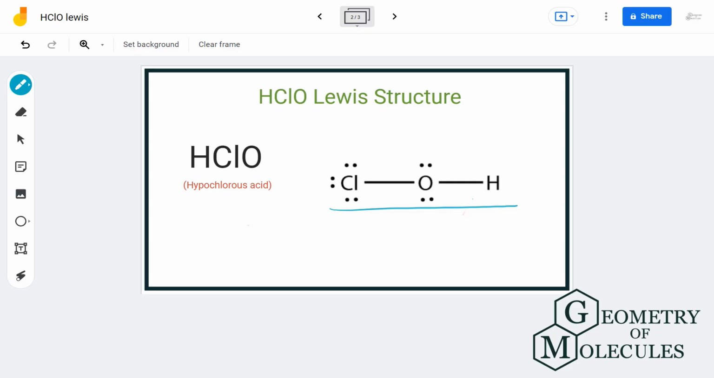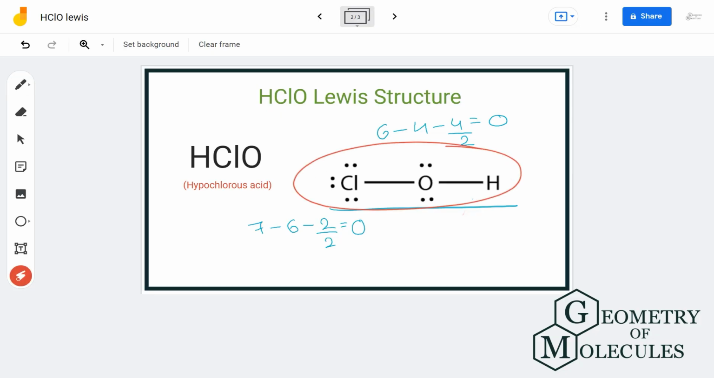For chlorine, we have 7 valence electrons minus 6 non-bonding electrons minus 2 bonding electrons divided by 2. That will give us a formal charge of 0. For oxygen, we have 6 valence electrons minus 4 non-bonding electrons minus 4 bonding electrons divided by 2. That will give us a formal charge of 0. Thus, each atom present in this structure has 0 formal charge. So, this is the final Lewis structure of hypochlorous acid.